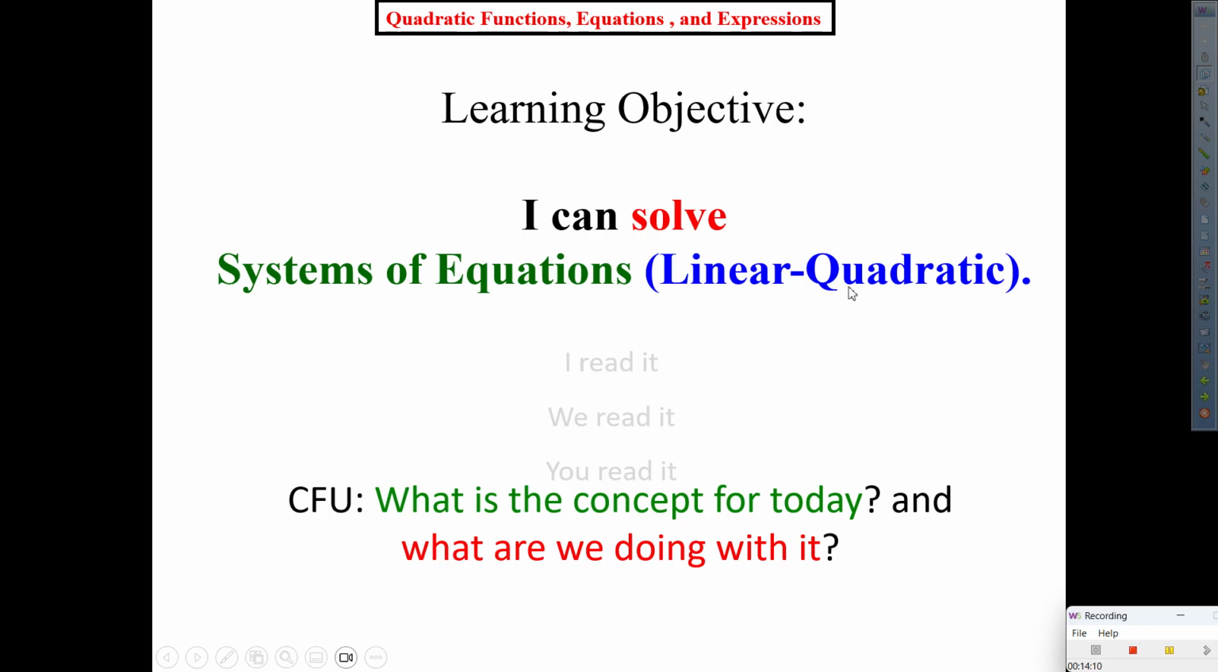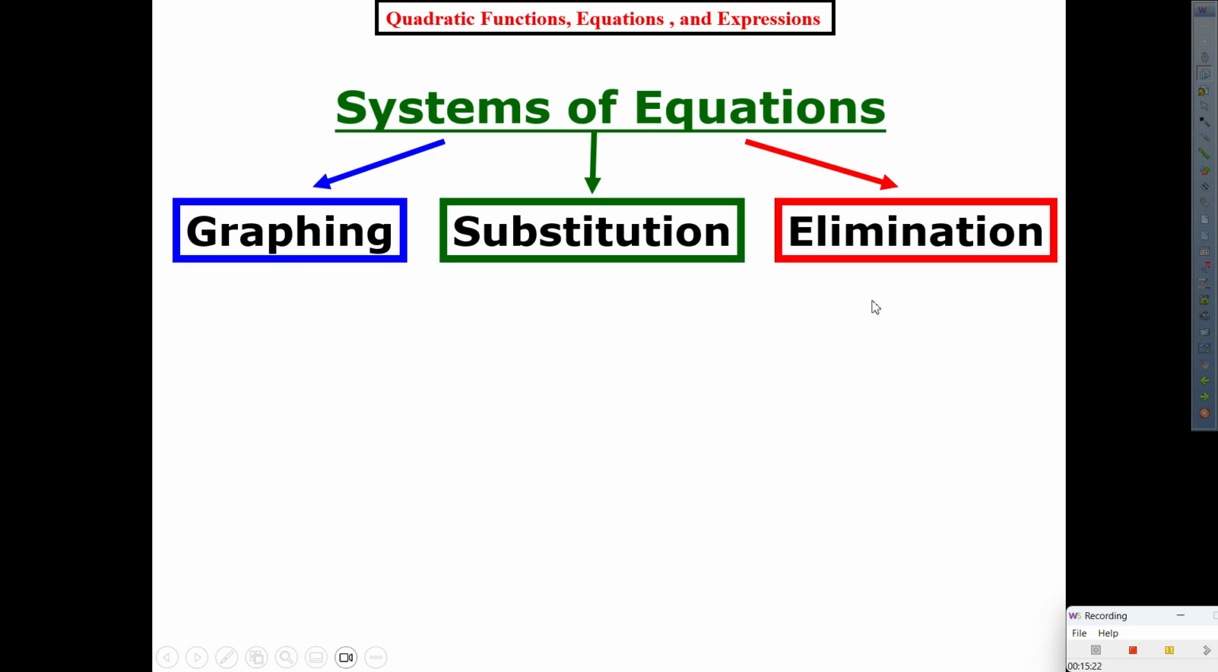All right. So with that said, we know three different ways of solving systems, which is graphing, substitution, elimination. Yesterday we focused on substitution because we did quadratic linear. Before that we focused on elimination. Today we're going to focus on graphing, a little bit more graphing than usual.